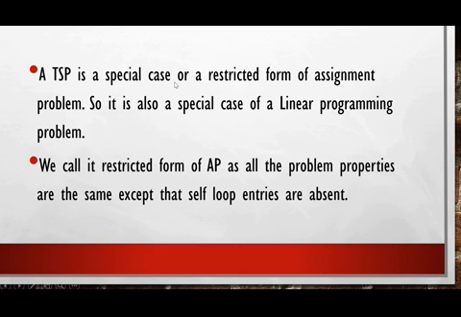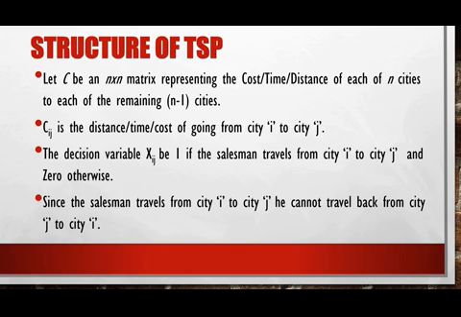So if I can call it a restricted form of assignment problem, and assignment problem was a special case of LPP, so obviously TSP will also be a special case of LPP. So we call it a restricted form of AP, as all the problem properties are the same except for self loop entries are absent. As I said, principal diagonal elements will not be there. All the principal diagonal elements will be infinity. Right? So now we will have a look at the structure of your TSP. We will see how TSP looks like.